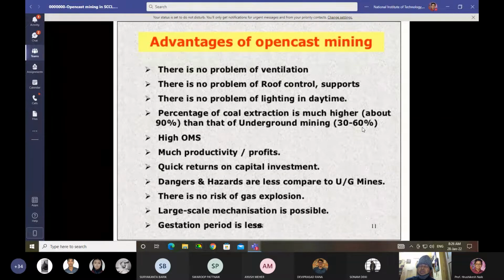Whereas in underground mining, you can go up to only 30 to 60%. Rest of the minerals you have to leave to give support to the roof.